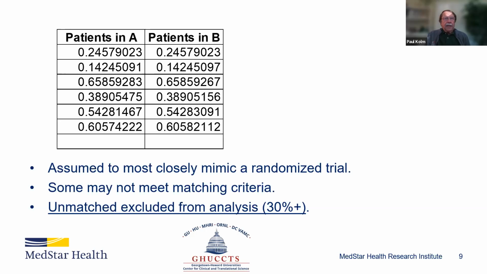And the thing about propensity score matching is that it turns out in your sample that not everyone is going to be able to be matched. And it turns out that about 30%, more or less, end up being unmatched, and then because they're not matched, they have to be excluded from the analysis.